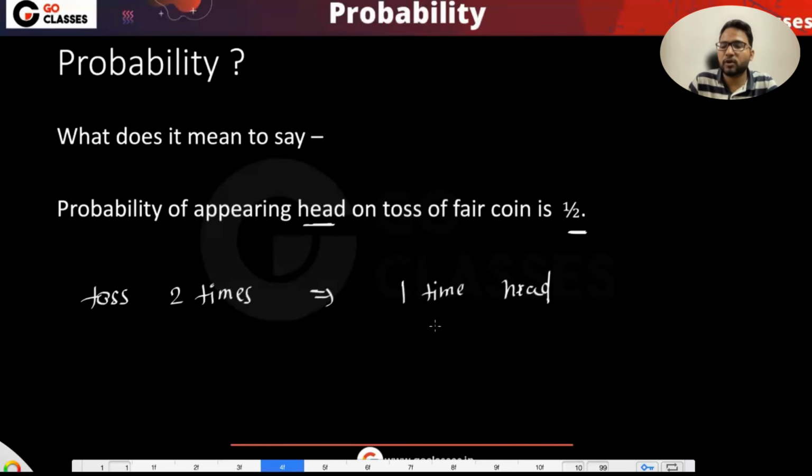No, right? It is not guaranteed. If you toss two times, it is not guaranteed that you will get one head. What about four times? If you toss four times, are you guaranteed to get two heads?